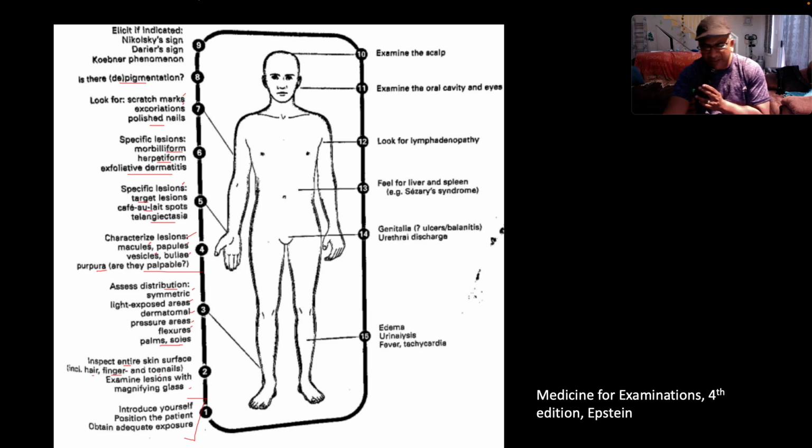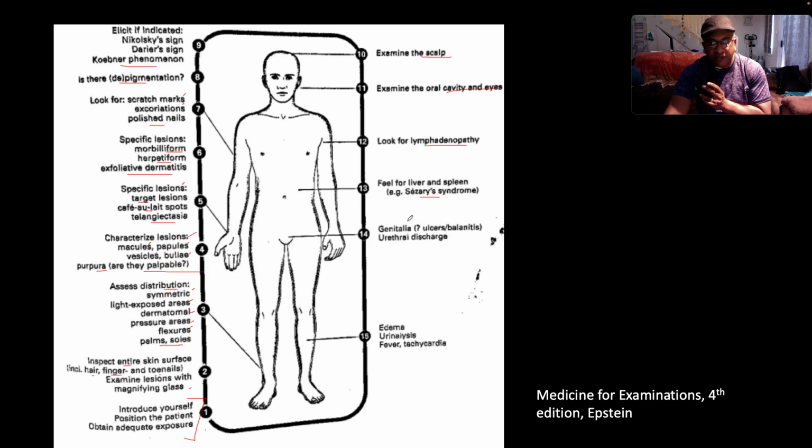And you want to elicit the following signs: a Nikolsky sign, a Darier sign, and a Koebner phenomenon. Right? We'll speak about those a bit later. Examine the scalp, especially looking for psoriatic lesions, or if there's seborrheic dermatitis, or if there's tinea capitis. Examine the oral cavity and the eyes, looking for ulcers, looking for scleritis and episcleritis. Look for lymphadenopathy, important. Check the liver and spleen, especially for Sézary syndrome.